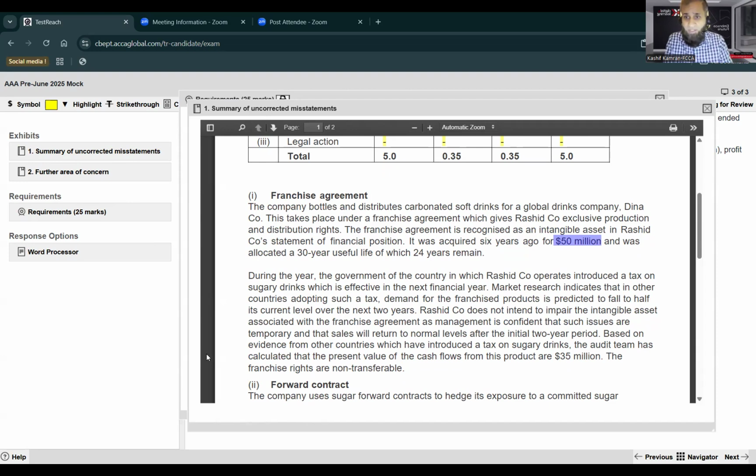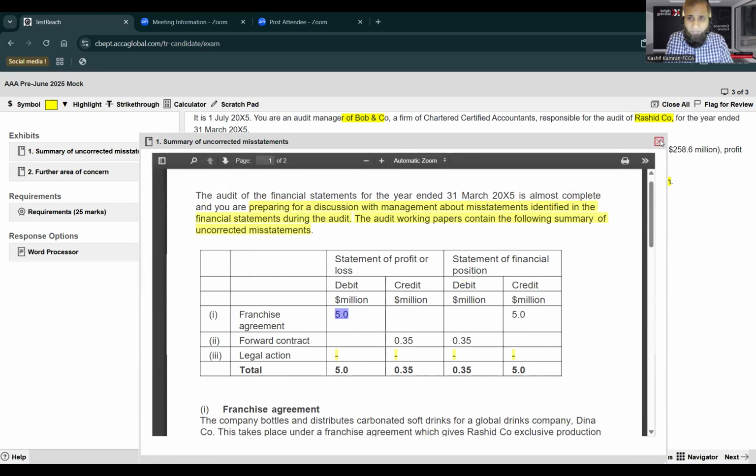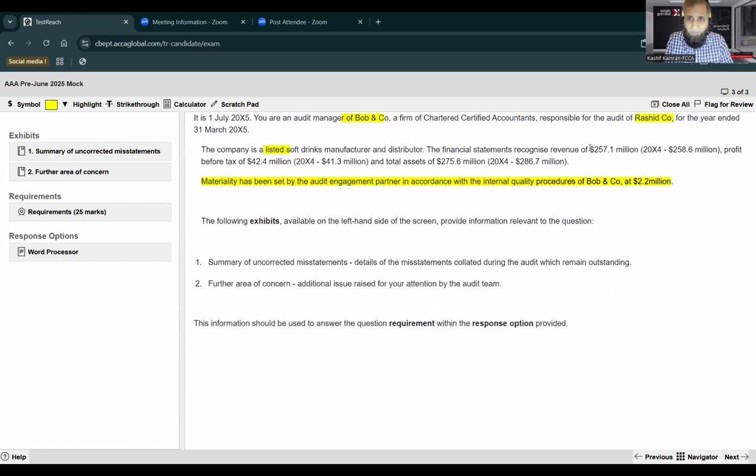I've seen students dividing this 5 million. Look at this 5 million here. I've seen students dividing this 5 million with what? They're dividing this 5 million with this revenue 257.1 million and they're finding a percentage. They're dividing it with profit 42.4 million, finding a percentage, and they're dividing it by the total asset and finding a percentage. Why? Isn't the materiality given?